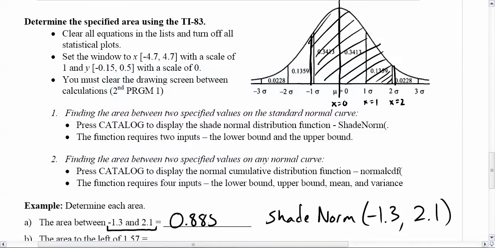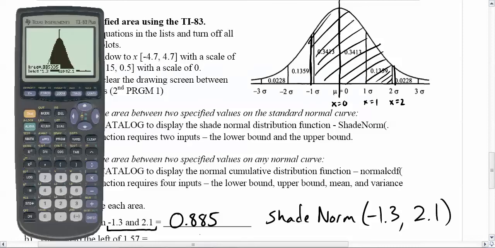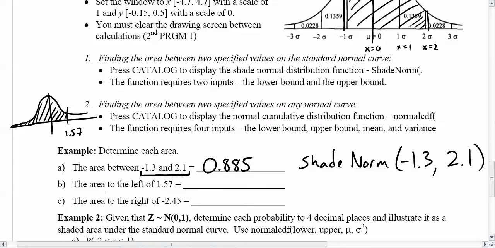How would we do it without going to... I don't know. Okay. If you want to find the area to the left of 1.57, you can do shade normal, and then choose a really small number, like negative 99. Turns out that negative 5 is sufficient. And then the largest value.